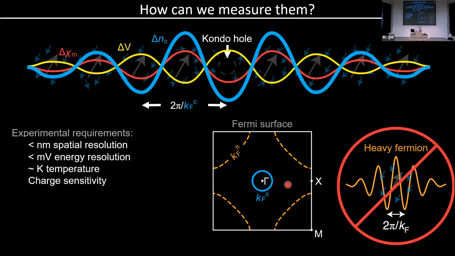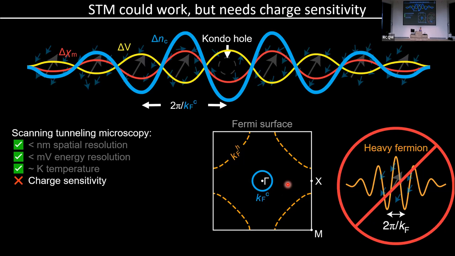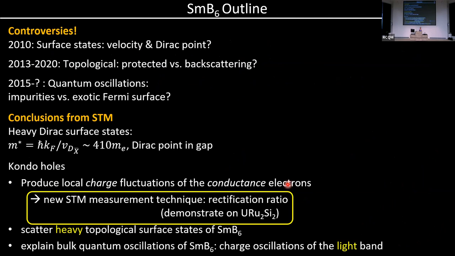So how can we see this? The experimental requirements are going to be nanometer space resolution, sub-milli electron volt energy resolution, Kelvin temperatures. STM can do those things. We also need charge sensitivity. STM traditionally does not have charge sensitivity. STM can measure the density of states at a particular energy, but STM does not integrate over all the charge in the system. So I want to talk about a new way of viewing STM data where we can get a handle on the charge density in this particular situation.